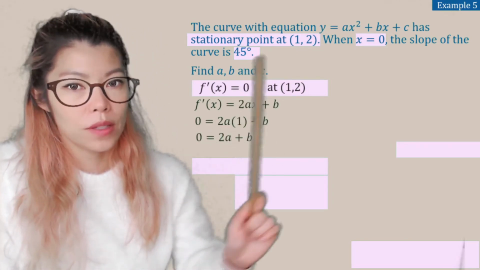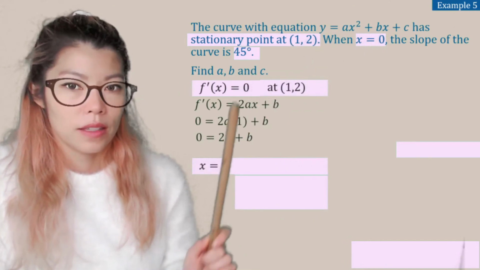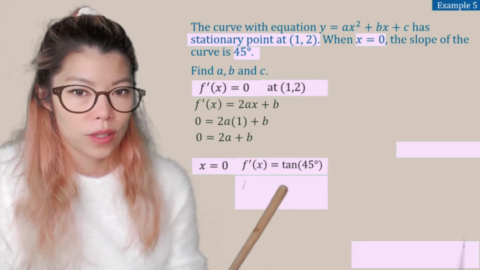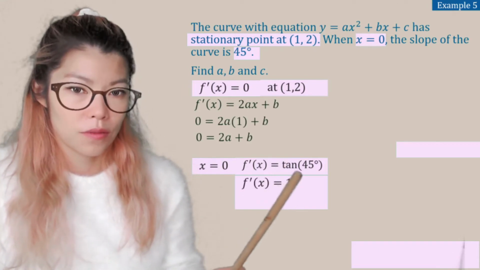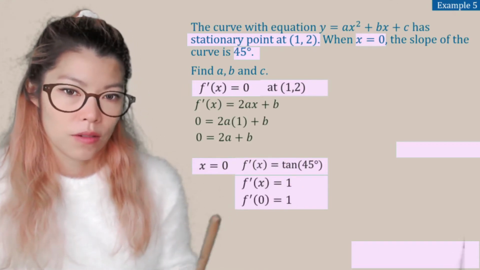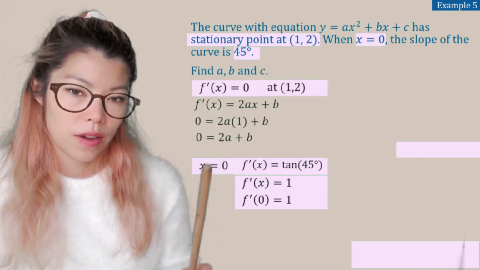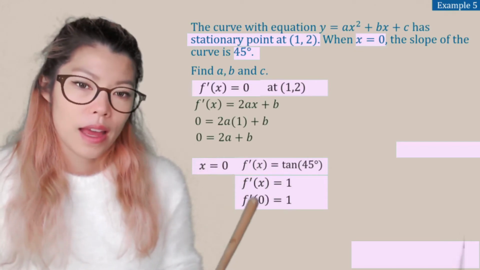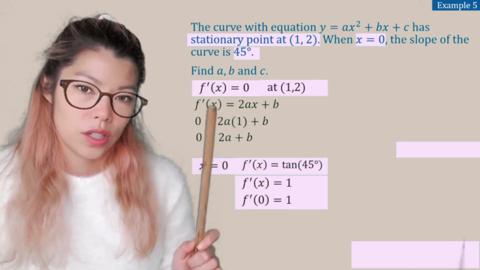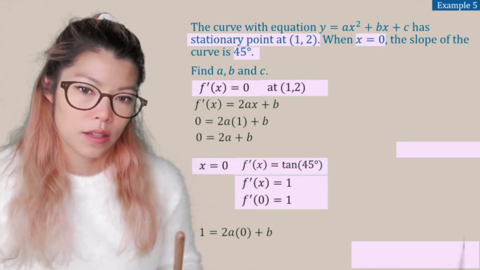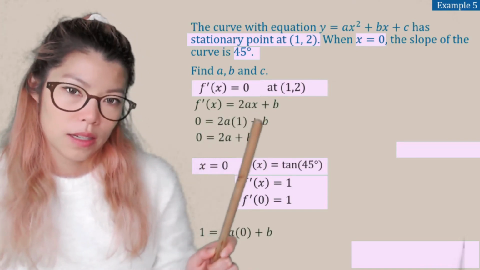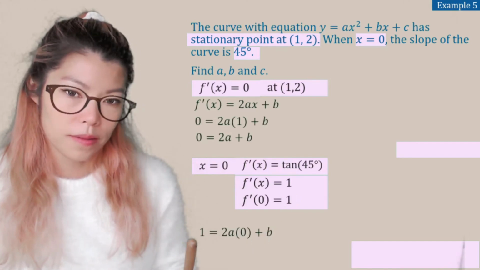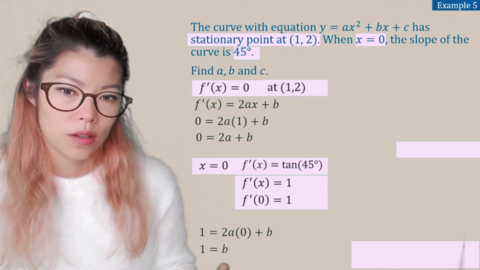Now what was the other piece of information? We have x is 0 at tan is 45, or in other words, the gradient is 1. Tan 45 equals 1. So f dash 0 equals 1. That's what that's saying. And we know f dash 0 would be just that with x is 0. So let's plug that in. 2a times 0 plus b equals 1. So now we have 1 equals b.